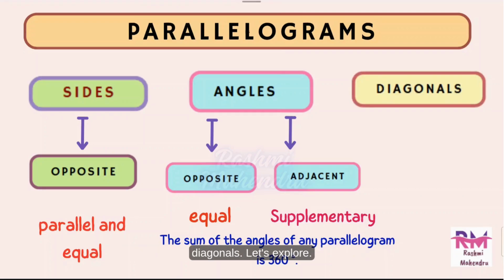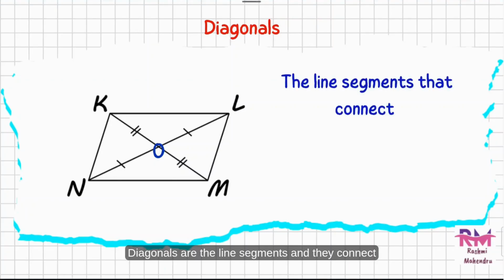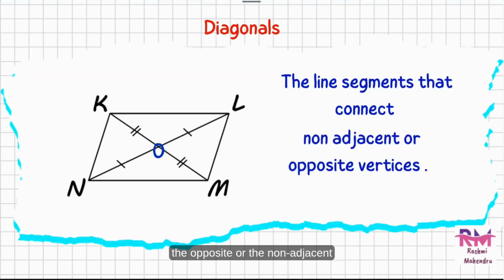Let's explore. To begin with, what exactly is a diagonal? Let us take the example of parallelogram KLMN. Diagonals are line segments that connect the opposite or the non-adjacent vertices. Can you identify the vertex opposite to K? It is M. So the diagonal will be KM and the other diagonal will be LN.